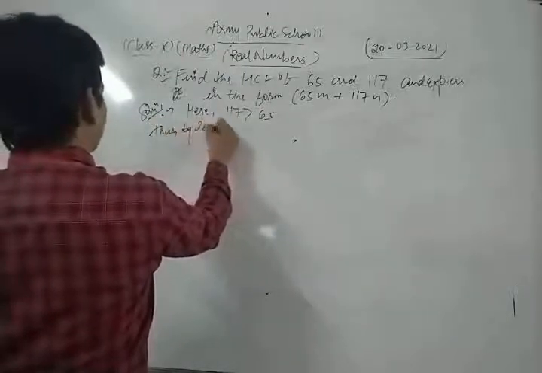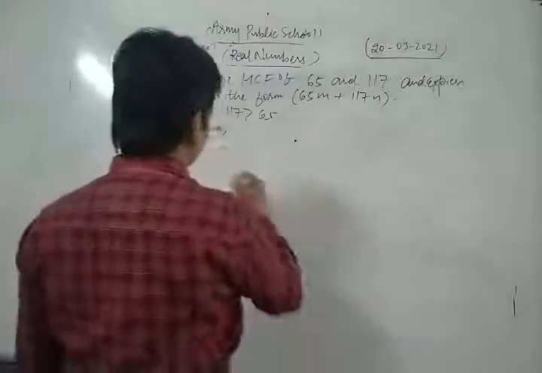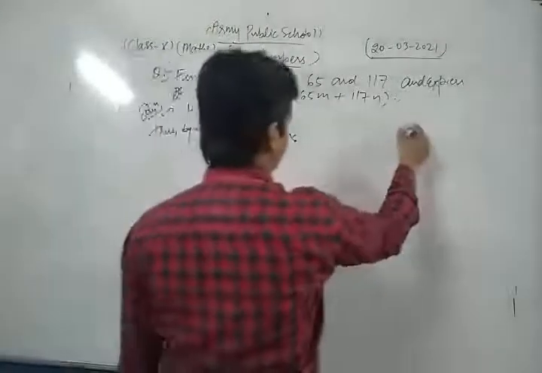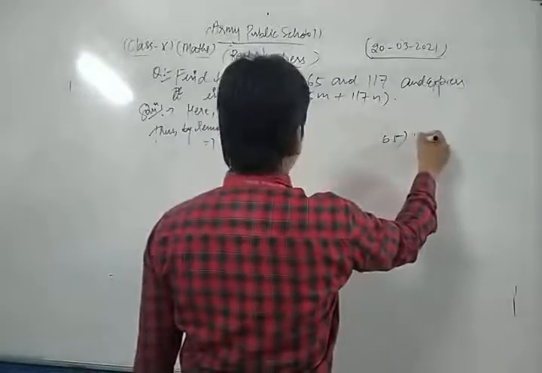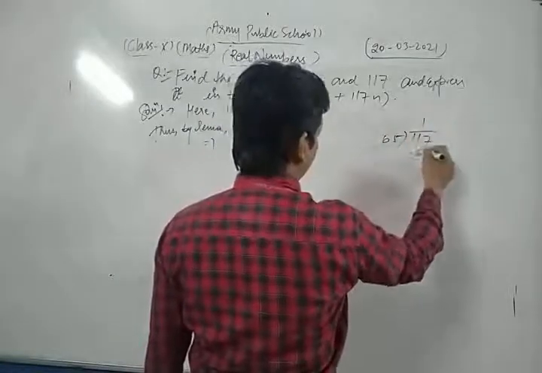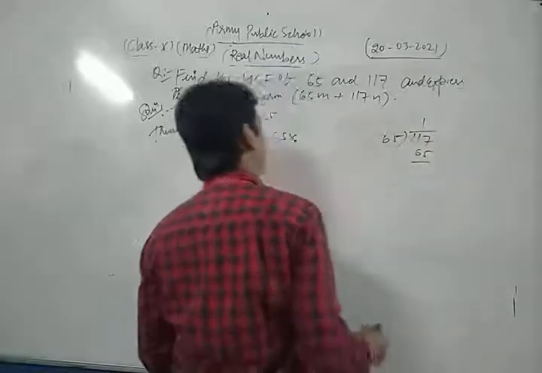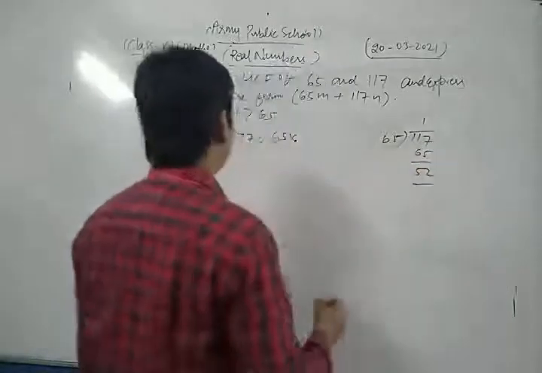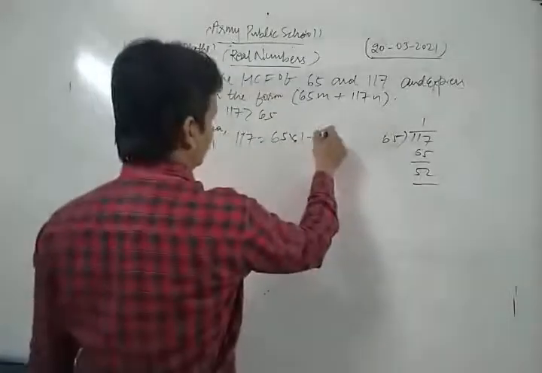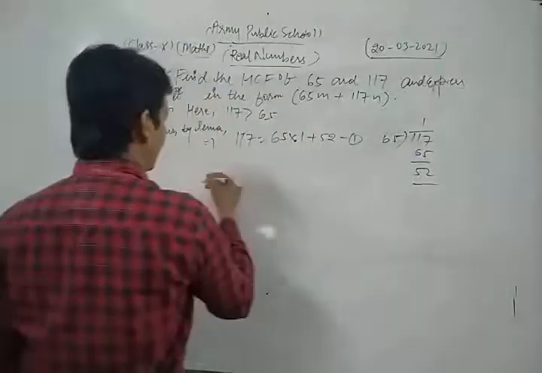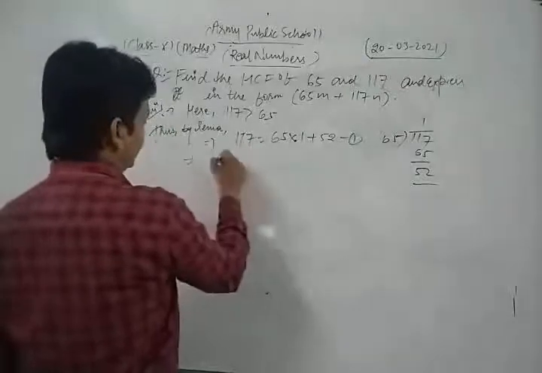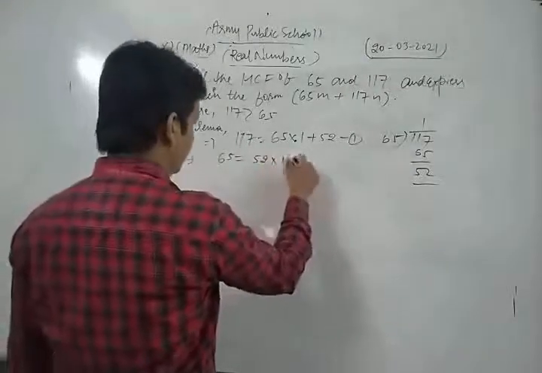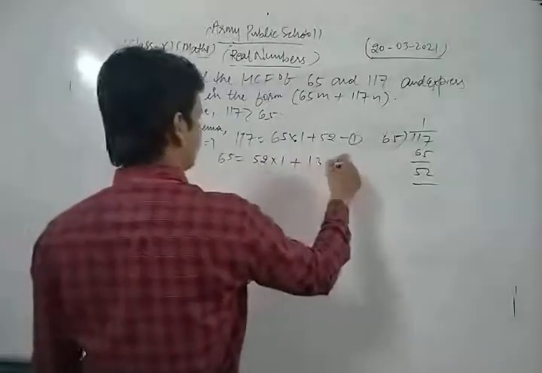By Euclid's lemma, we divide 117 by 65. 117 equals 65 into 1 plus 52. This is equation number 1. Now again we divide 65 by 52. So 65 equals 52 into 1 plus 13. This is equation number 2.